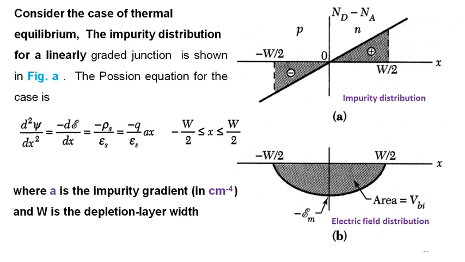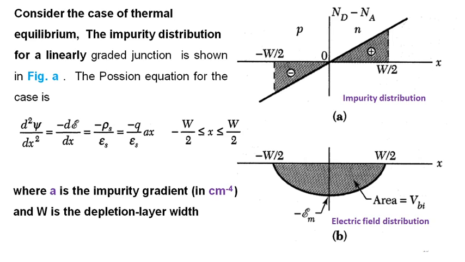And consider again the thermal equilibrium condition, then the impurity distribution of this linearly graded junction, as we showed for the abrupt junction. Here the distribution is a linear distribution, in which both sides are equal, from minus W by 2 to plus W by 2 across the P and N sides. This is the impurity distribution, and then as in the previous case of the abrupt junction, we use Poisson's equation for both cases, d2 psi by dx square from minus W by 2 to W by 2.